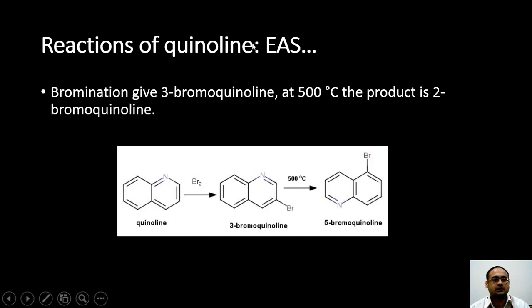So let us further study the reactions of quinolines and continue the electrophilic aromatic substitution. As with any other aromatic compounds, bromination can take place and it can give us a mixture of 3- and 5-bromoquinoline derivatives. At higher temperatures it will give us the thermodynamic product, that is the 5-bromoquinoline derivative.